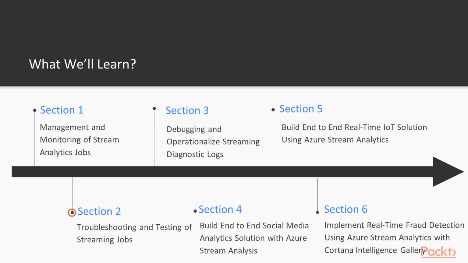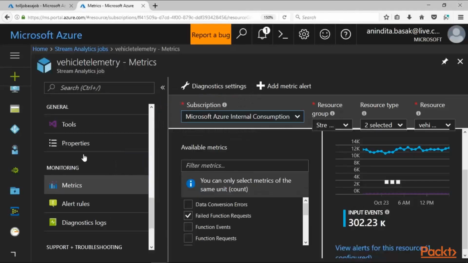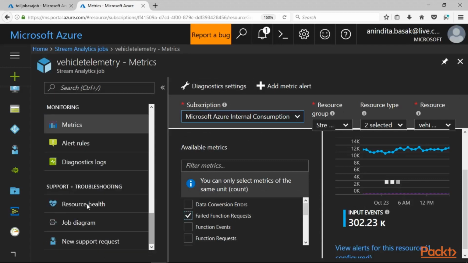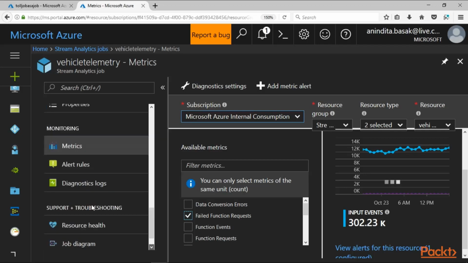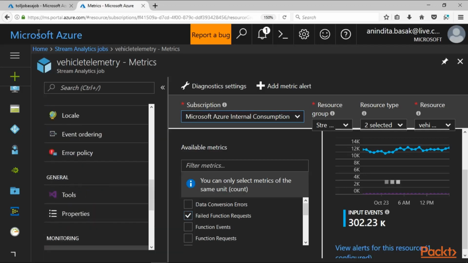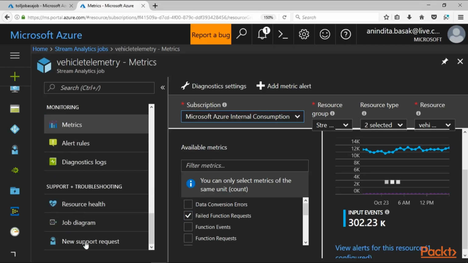In the second section of this course, we have demonstrated troubleshooting and testing of stream analytics job, where we mainly discussed how to troubleshoot a stream analytics job based on the responses from the job diagram, how to design the job diagram for troubleshooting of the stream analytics job, how to check the resource health for a particular stream analytics job, and how to monitor the system health and design the support request for a particular stream analytics job using Azure portal.